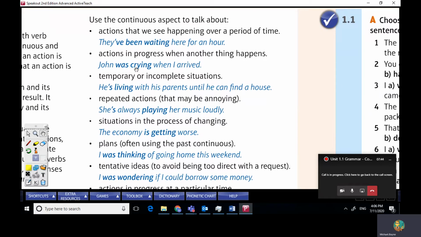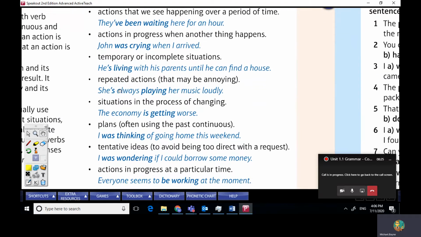You can see, John was crying when I arrived. So he was crying, and then that was interrupted by me arriving. The action that was happening before or when another thing happens gets the continuous form, and the part that interrupts it is usually in the simple form. We also use continuous aspect when we're talking about temporary or incomplete situations. He's living with his parents until he can find a house. So he's doing that right now, but he's not going to be doing it forever. It's just for a short time, hopefully. No one likes to live with their parents too long.